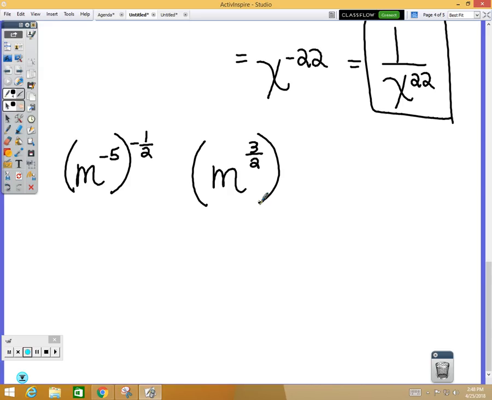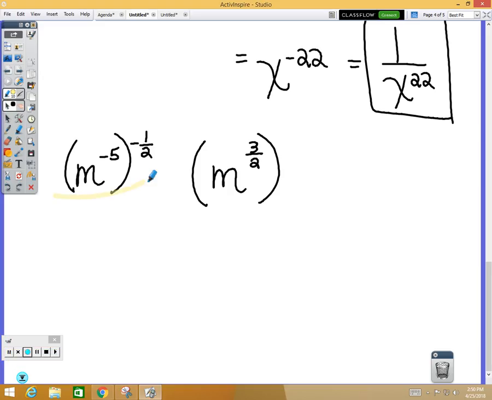So remember, do your power to a power thing first, and then do your product to powers rules. I'm going to pause this and you can try. Alright, so for those of you that did not get m to the 4th power, let's see how we get that. Okay, let's see where you went wrong.